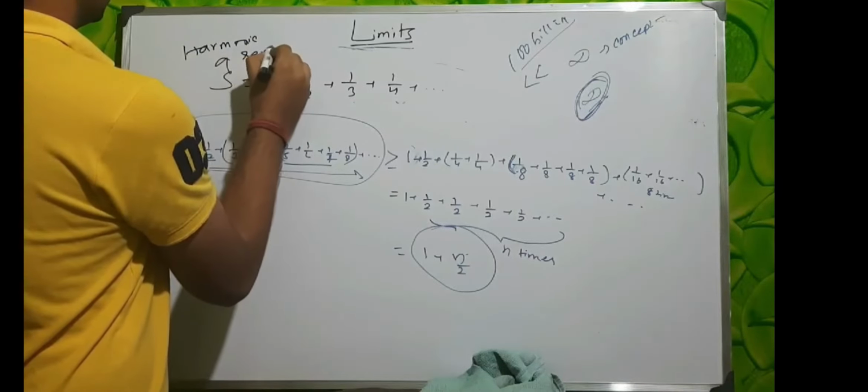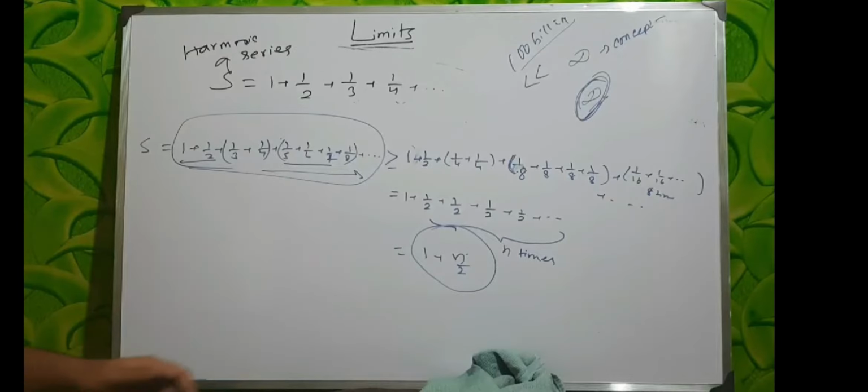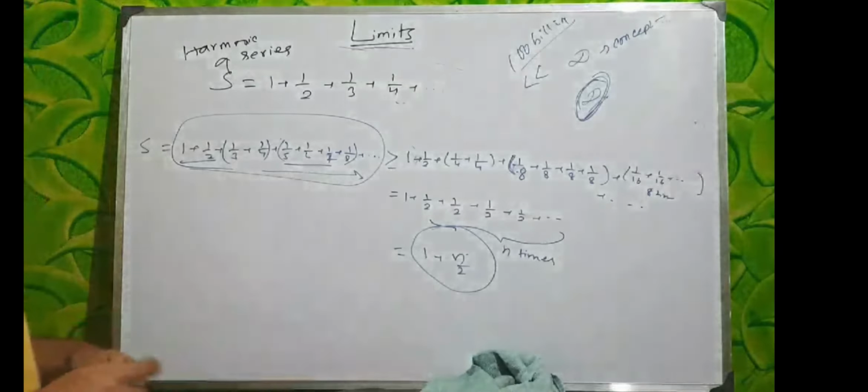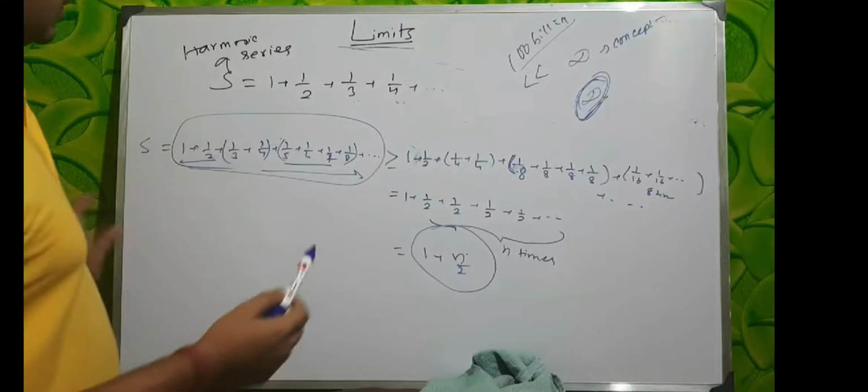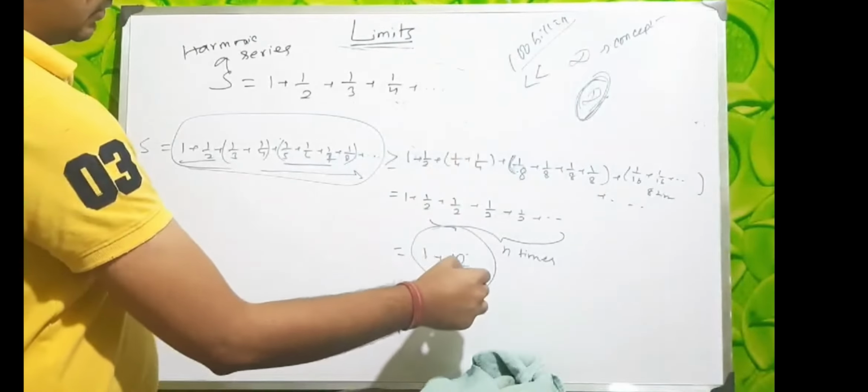This is a very famous series. This is known as the harmonic series. It will be used here and there in mathematics. See, this is the harmonic series, and we can take as many terms as we want. So we can take n as 100, so this would get a value.